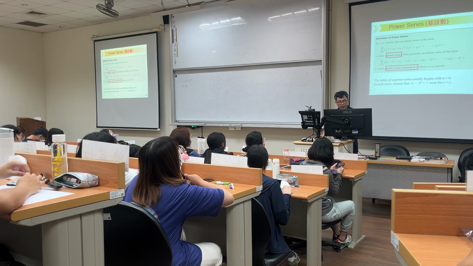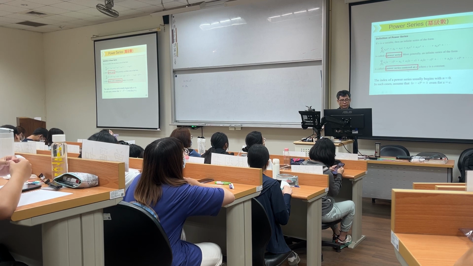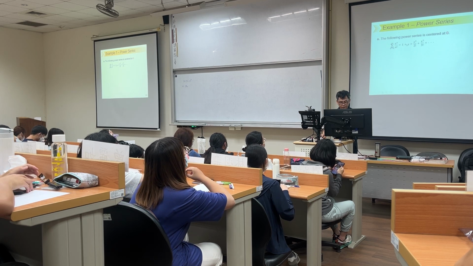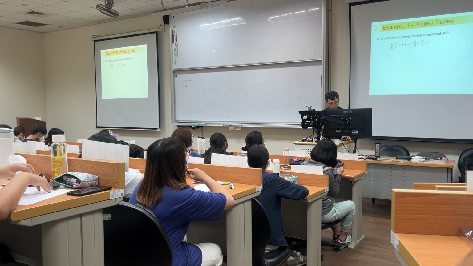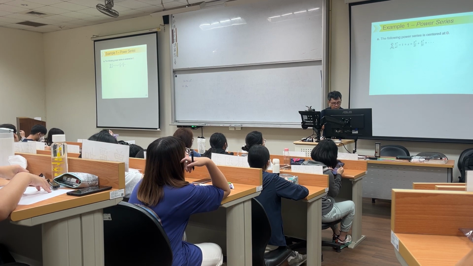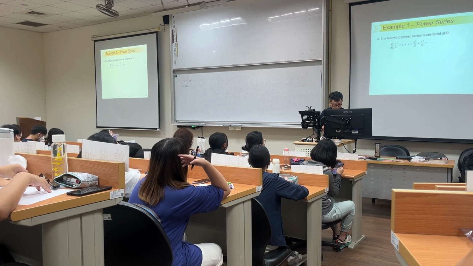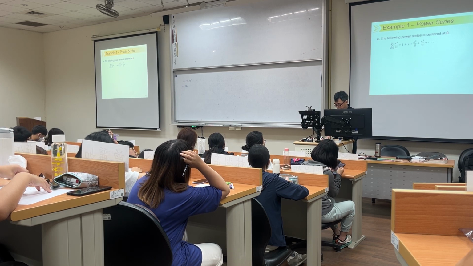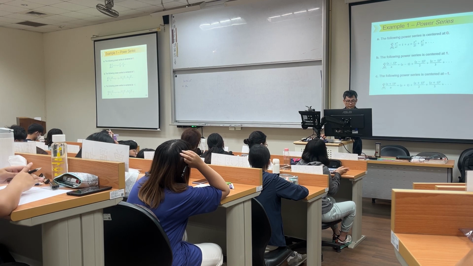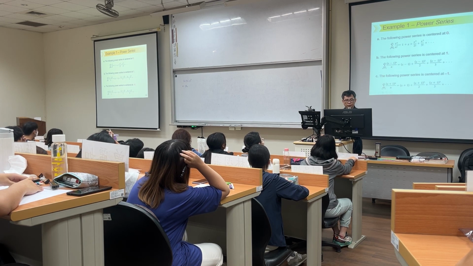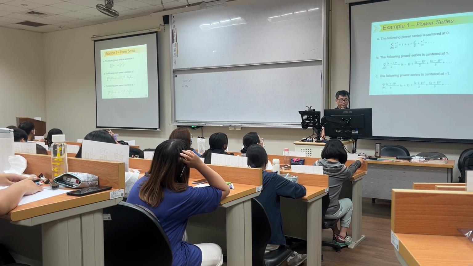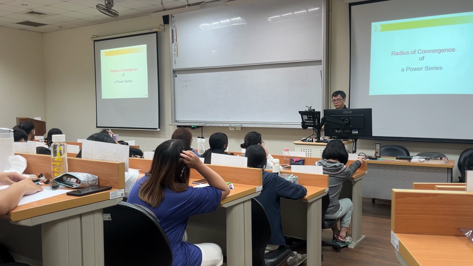The first one is just a power series centered at 0. For instance, this power series is equal to 1 plus x plus x squared divided by 2 factorial. This power series is centered at 0, this one is centered at 1, and this is centered at -1. Just some examples.